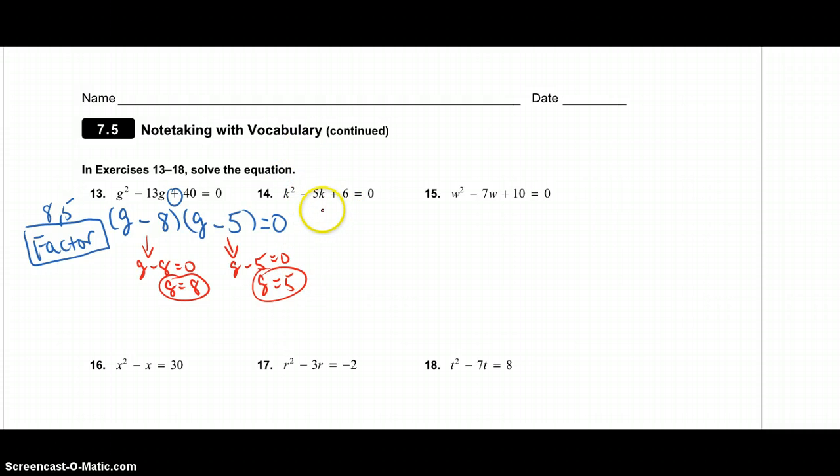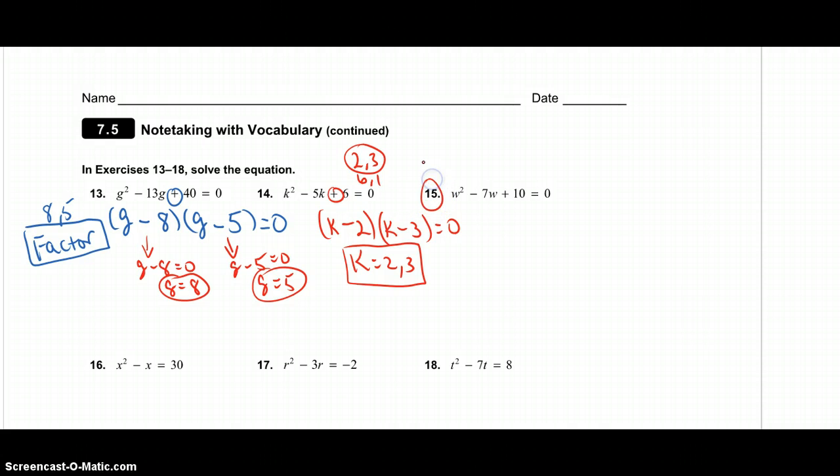Let's try number 14. I see we have a trinomial. The equation equals 0. K squared is k times k. With 6, we either have 2 times 3 or 6 times 1. We'll choose 2 times 3 because that adds up to 5. Again, the signs will be the same because we need both positive or both negative to multiply to give you a positive 6. Since we're going to add to get negative 5, both of these will be negative. And the answers will be positive 2 and positive 3.